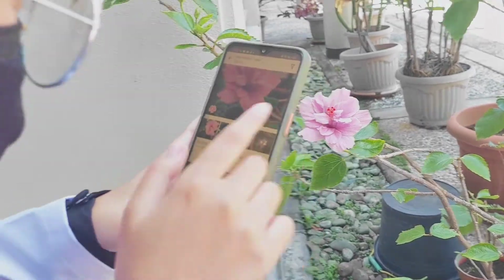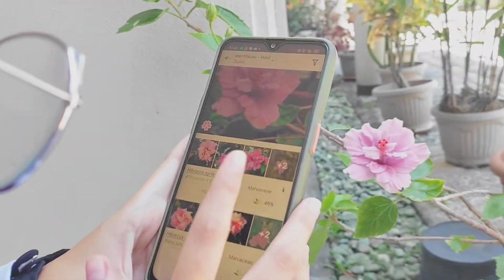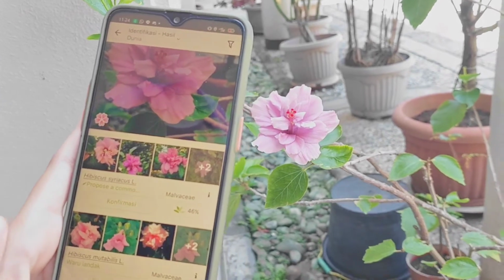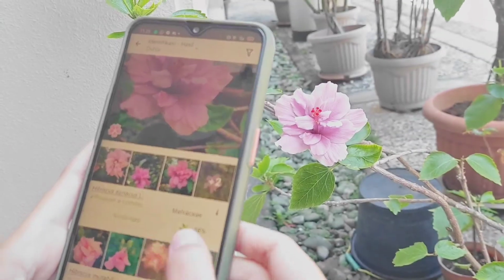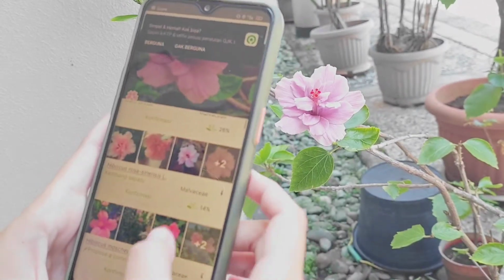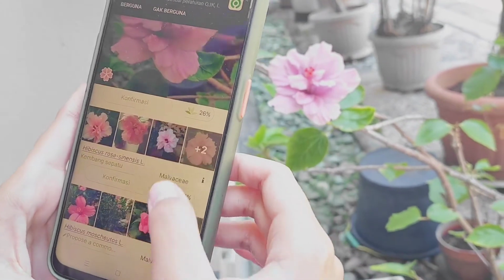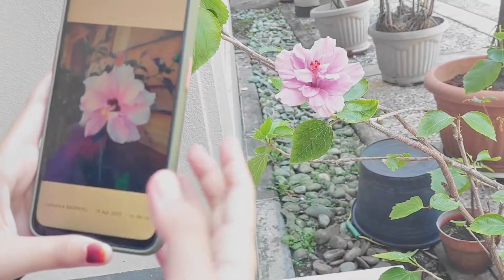Wow, you can see this is the name of this plant. We know this plant. It's called hibiscus, Malvaceae. Wow, so beautiful. You can see this picture too with the other colors. So let's move on to the other plants with Ayu.